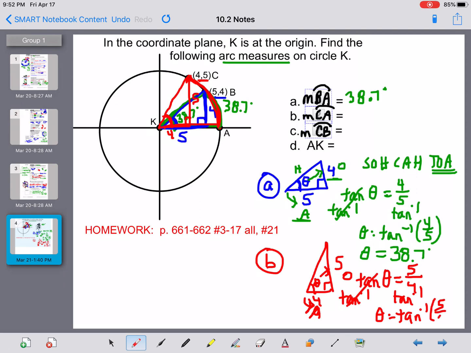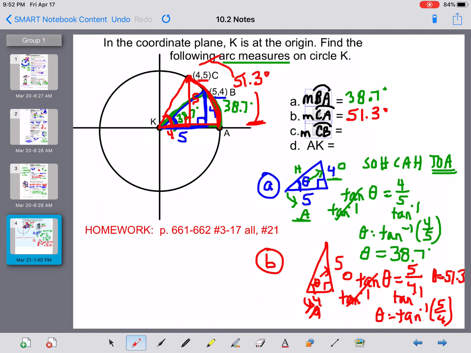Run that through your calculator again. Make sure it's in degree mode. And I believe when you run that through, you should get about 51.3. I hope you can somehow read this. So that looks like CA is 51.3. So this whole angle right here is 51.3. Sorry, not angle, arc. I need to be careful on my vocab here. 51.3 degrees for that big arc.